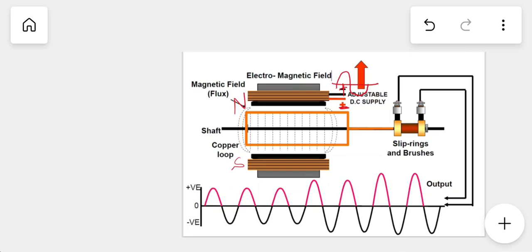So if we apply an AC current through the stator, we shall have, first of all, during the first cycle of our waveform, say for example, the north on one side of the winding, and the south on the other side of the winding.